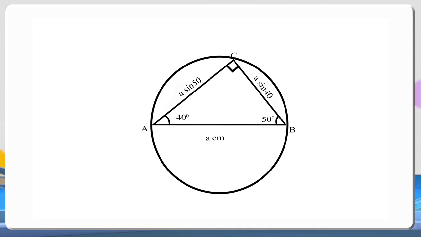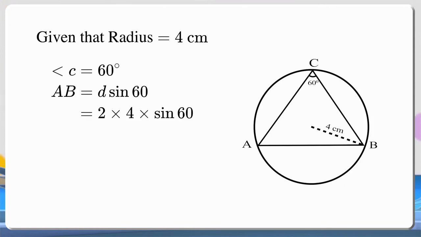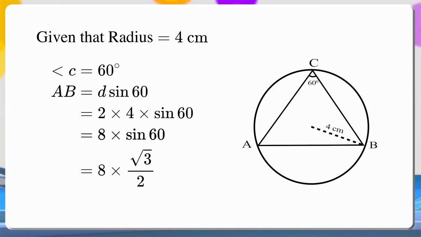Let's practice one more question. Find the side AB for the given triangle. Here, given that radius equals 4 and angle C equals 60 degrees. As per the equation, side AB equals diameter into sine of opposite angle. So, AB equals d sin 60, which will become 8 into sin 60, which equals 8 into root 3 by 2. As we know that sin 60 is root 3 by 2, which equals 4 root 3.